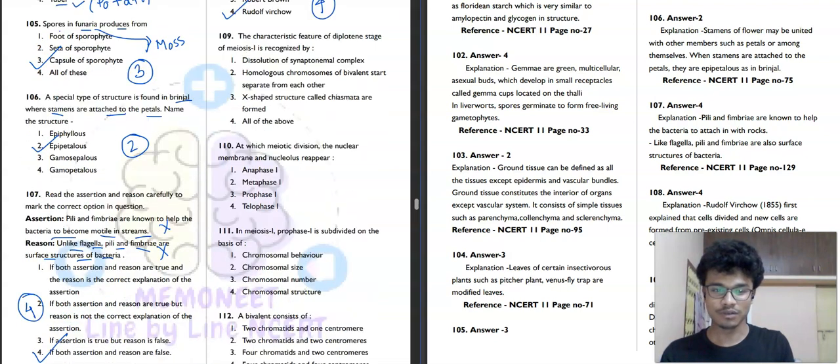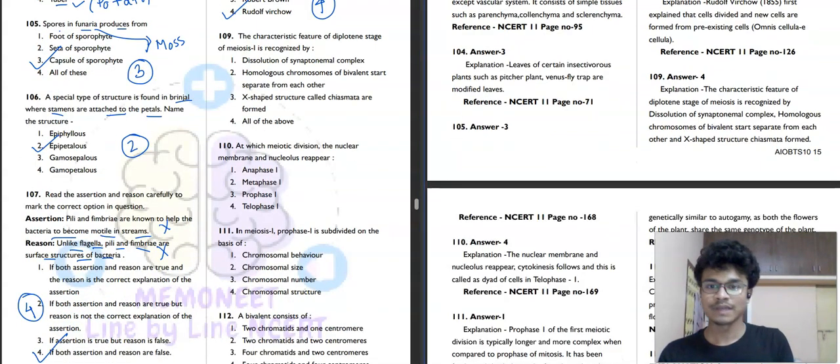Moving towards the next question, 109. The characteristic feature of the diplotene stage of meiosis I is recognized by dissolution of the synaptonemal complex, homologous chromosomes of the bivalent separate from each other, X-shaped structures called chiasmata are formed, and all of the above. So let's consider one by one. First it is saying diplotene stage of meiosis I. Okay, that means this is basically a stage in prophase I. So the first option is given, dissolution of the synaptonemal complex. So yes, in the diplotene stage we can see dissolution of the synaptonemal complex. So this is the correct statement.